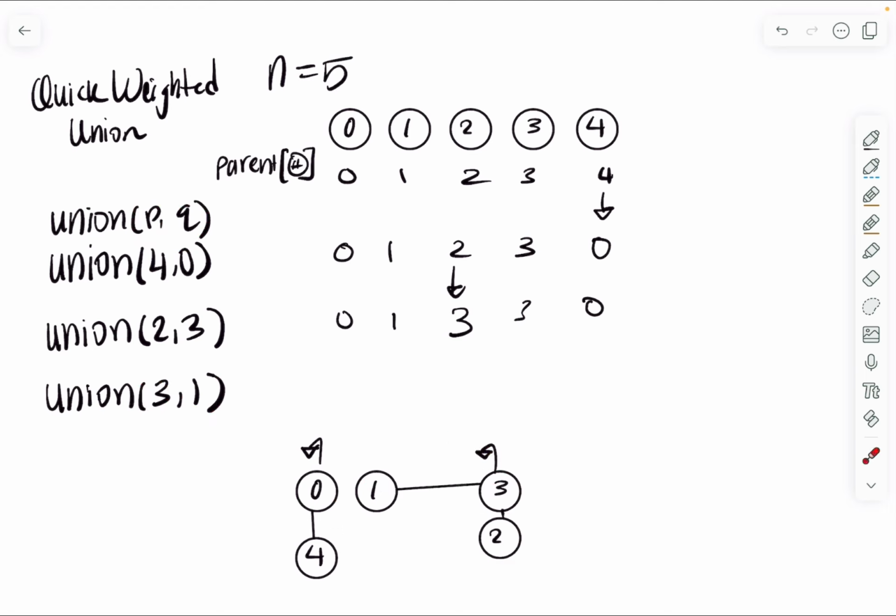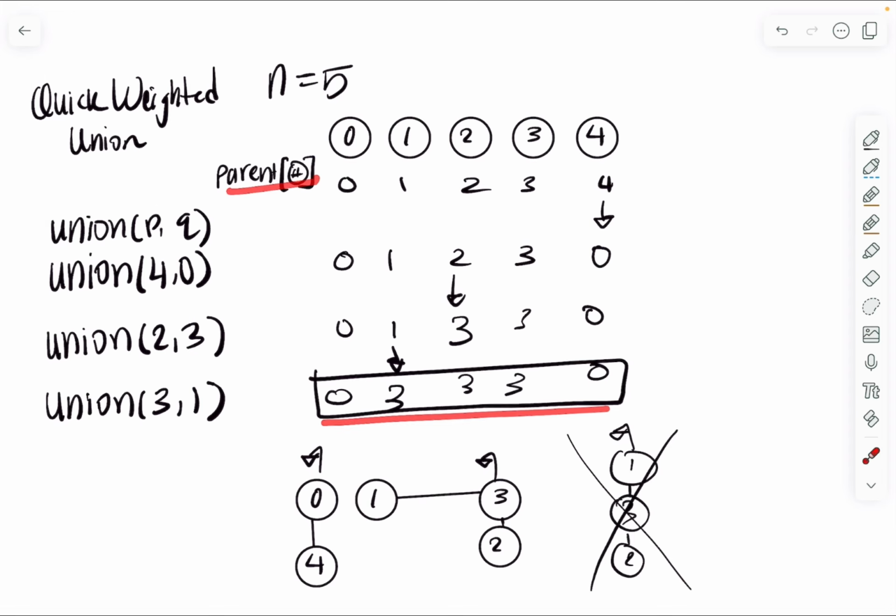And then you ask yourself, well, what changed? Now the parent of vertice 1 is no longer 1, it's 3. So this changes to 3, 0, 3, 3, 0. So this here is your final parent array.